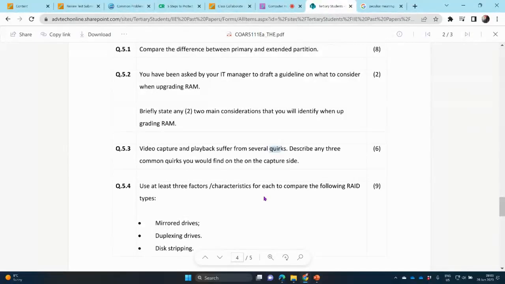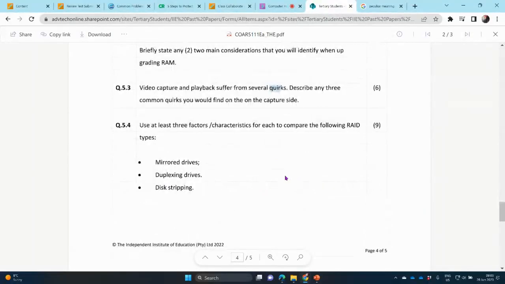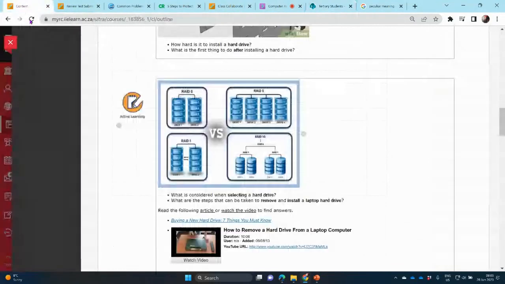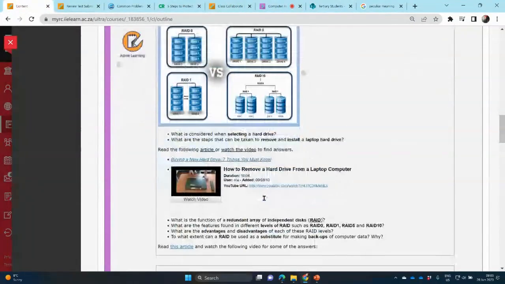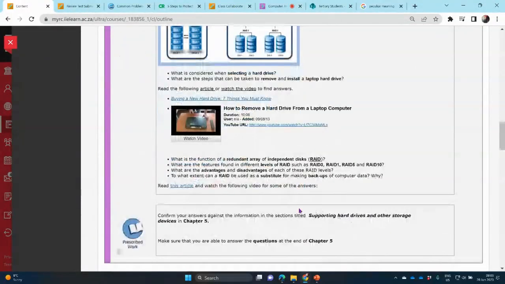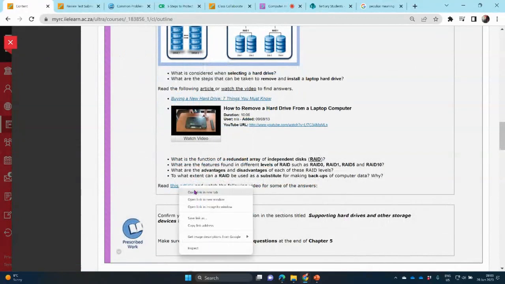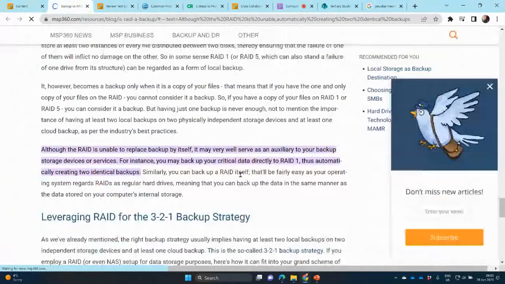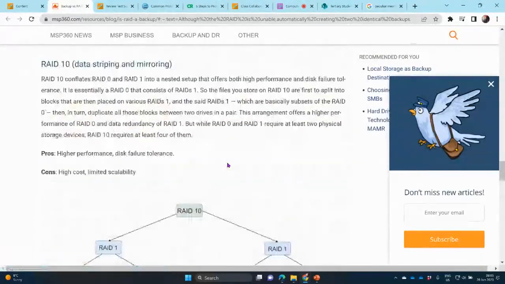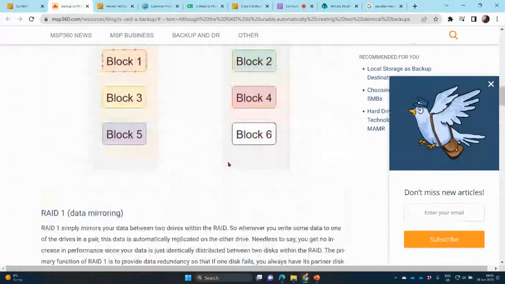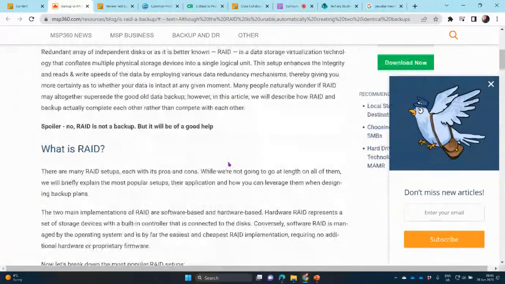Use at least 3 factors, characteristics for each to compare the following RAID. Now, RAID was discussed here. Okay. So RAID 0, 1, and 5, and then 1 plus 0 is 10. That's being discussed here. There's an article that tells me about RAID. Let's open up this article. What is RAID? What are the different types of RAID? So this very clearly tells me the different types of RAID.